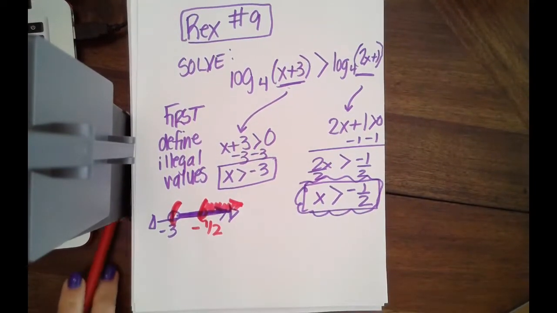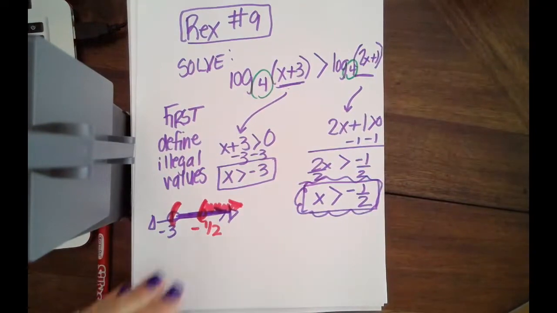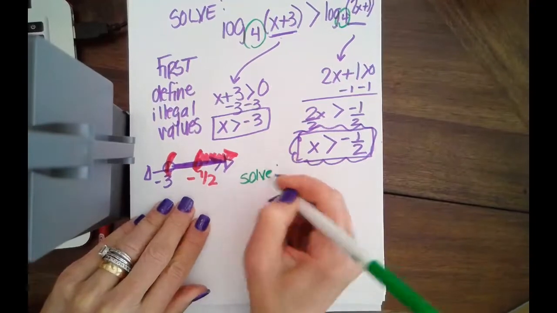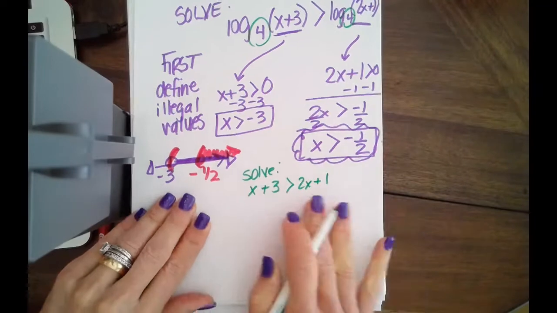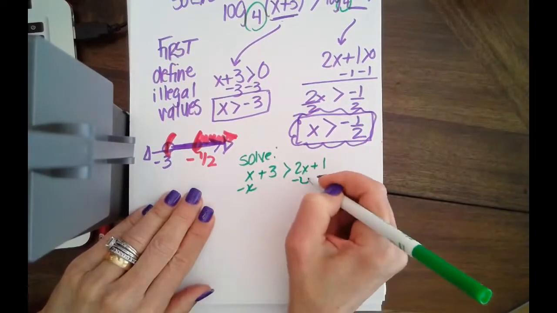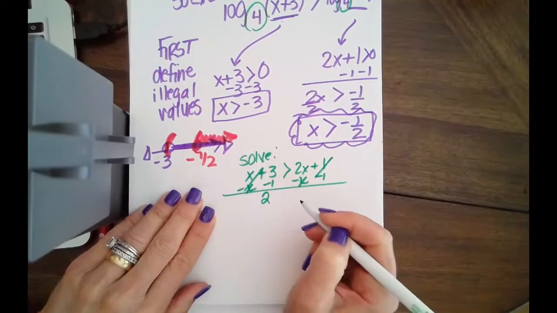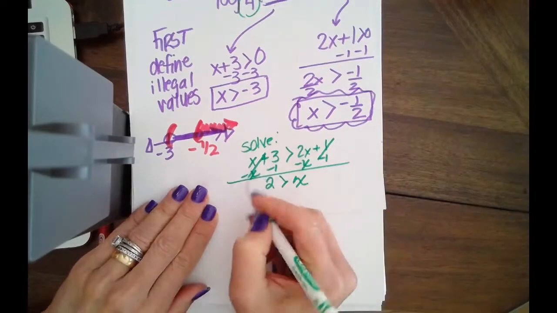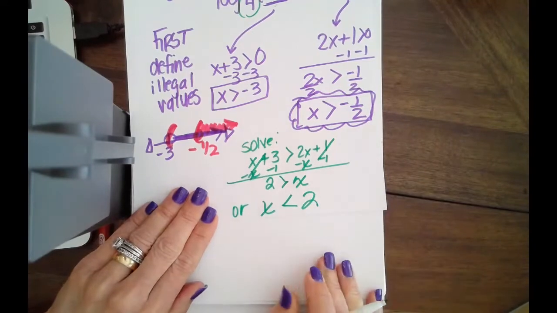Right, now we have to solve it. Are our bases the same on both sides? If you answered yes, you answered correctly. These are identical, so we can just take the blocks and set them equal to one another. So now we can solve for x. X plus 3 is greater than 2x plus 1. Subtract x, subtract x, subtract 1, subtract 1. Okay, that's going to give me 2 over here is greater than x, or, let's turn it around, x is less than 2. All right, so we've got a less than.